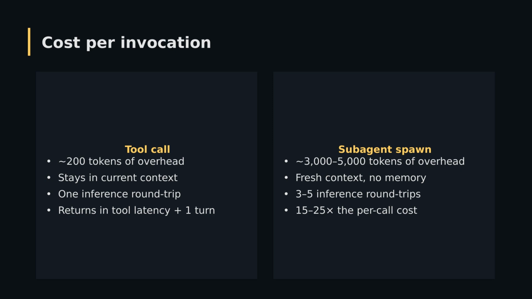Latency follows the same shape. A tool call returns in whatever your tool takes, plus one inference. A subagent has to be primed, do its work, decide it's done, return a summary, 3 to 5 inferences end-to-end. On a fast tool, that's the difference between 200 milliseconds and 2 seconds. On a chain of 10 calls, that's 20 seconds versus 2. Your user notices. Your wallet notices more.